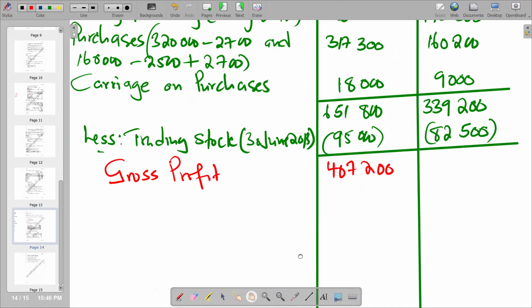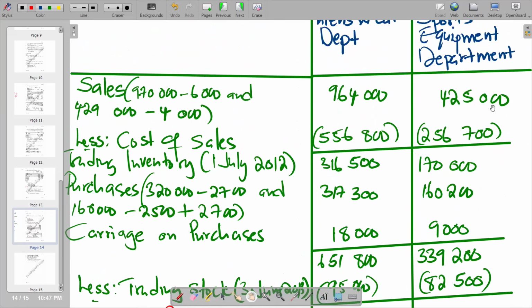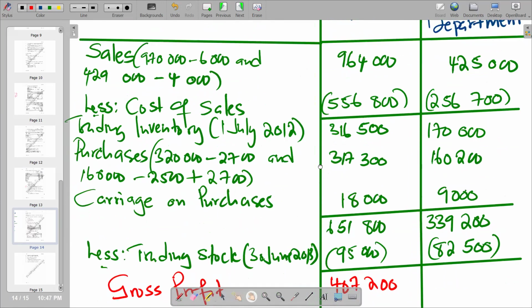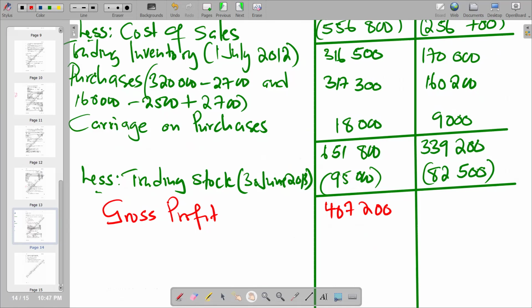So we do the same thing in the next column, whereby we're saying 425,000 minus 256,700. We calculate that and see what we get. 425,000, then we subtract 256,700. And you are going to get your answer as 168,300. So that is your gross profit.